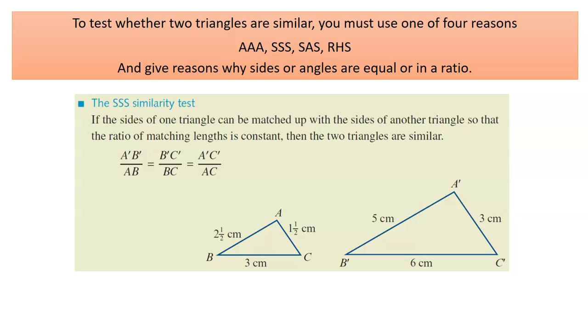SSS. If the sides of one triangle can be matched up with the sides of another triangle so that the ratios are constant, so for example 5 over 2.5 is equal to 3 over 1.5 is equal to 6 over 3, and it must be all 3 sides of a triangle, then they are similar.